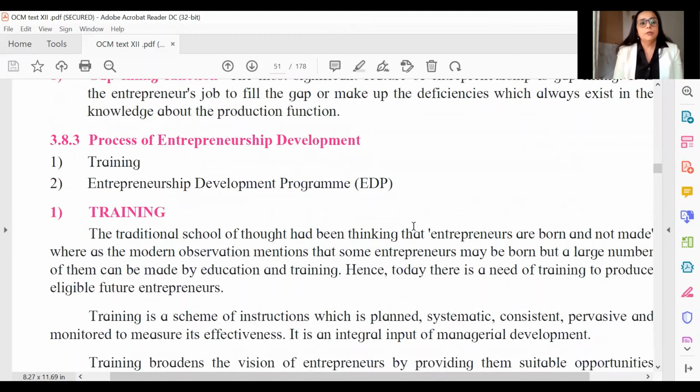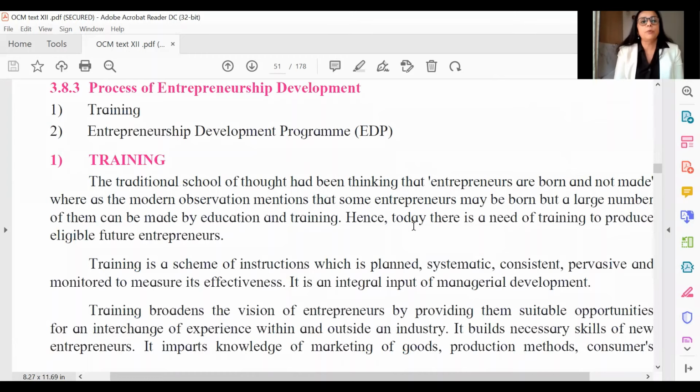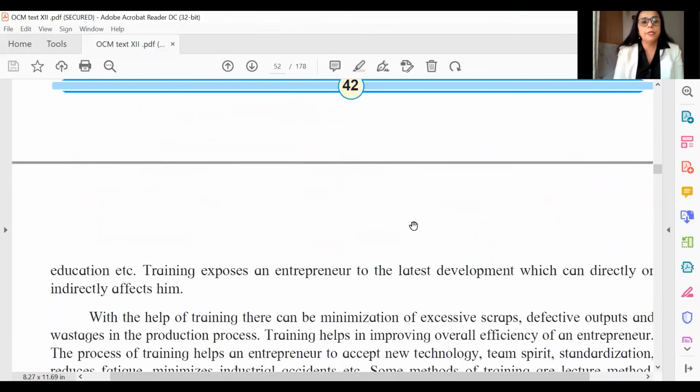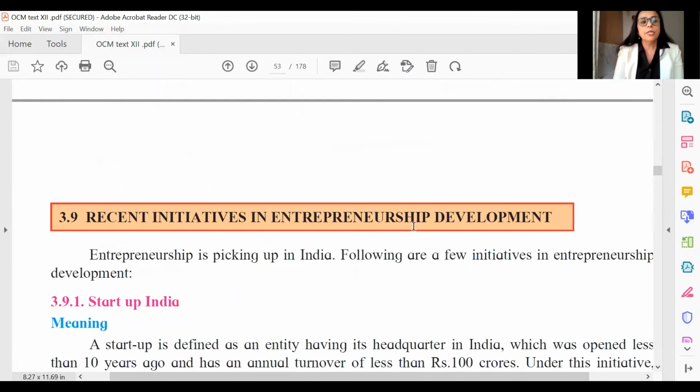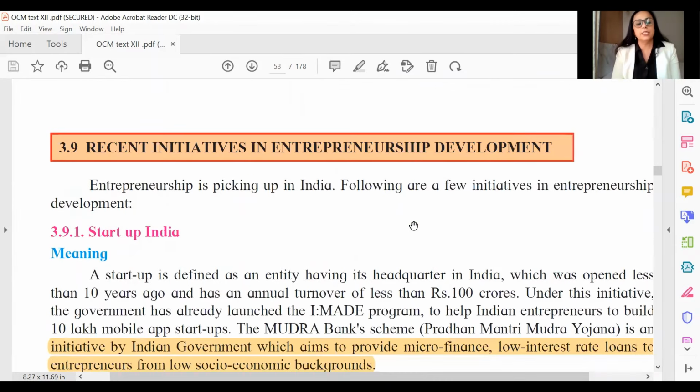Hereafter, there is not much we expect from the topic of process of entrepreneurship development, neither from the various development programs that we have. We quickly move on to the topic of recent initiatives in entrepreneurship development, a new addition to the new syllabus, which did not appear in the old syllabus. There are 3 parts to this: Startup India, Stand Up India, and Agro-tourism. We expect objectives on all this. The chances of getting a short note on these are quite less.